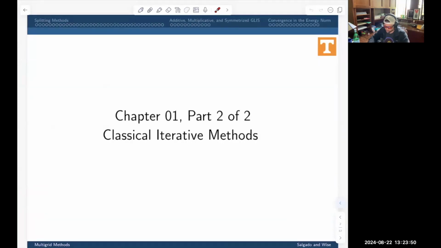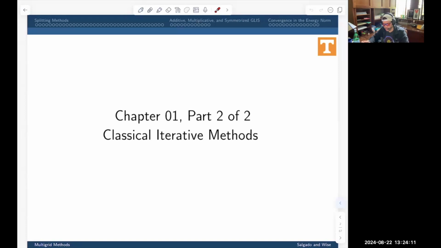Part 2 of this chapter 1, which is classical iterative methods. And you can see, oh man, this is like the big green monster here. This section on splitting methods is what we're going into next time. It has like 45 slides, but we couldn't help ourselves. We just like creating slides.